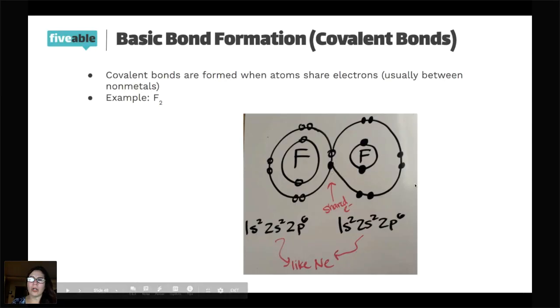These are also called the magic 7. Do we remember which ones are these diatomic elements? Which are these 7 elements that form diatomic compounds?